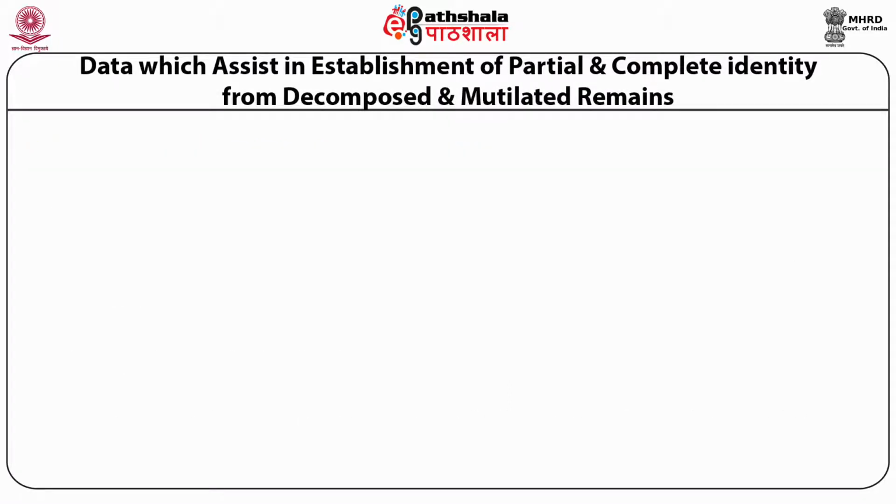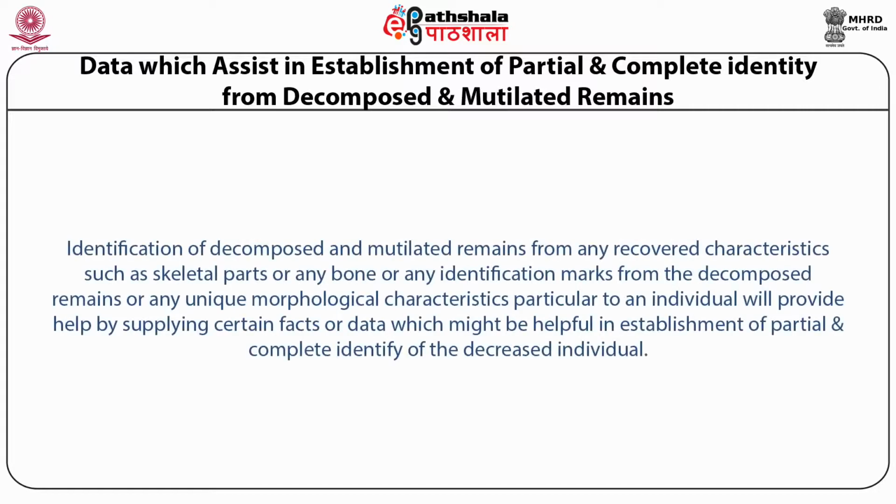Now, I will tell you about the data which assist in the establishment of partial and complete identity from decomposed and mutilated remains. The identification of decomposed and mutilated remains from any recovered characteristics, such as skeletal parts, any bone, any identification marks, or any unique morphological characteristics particular to an individual, will provide help by supplying certain facts or data which might be useful in the establishment of partial and complete identity of the deceased individual.